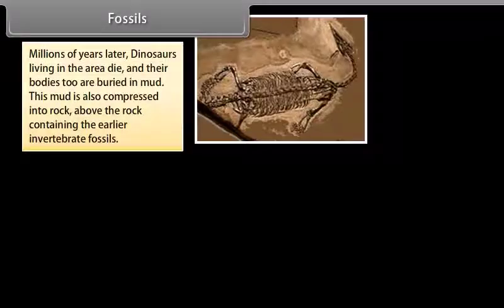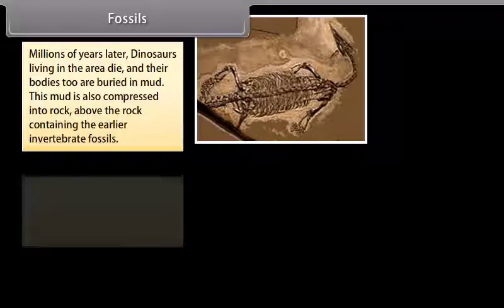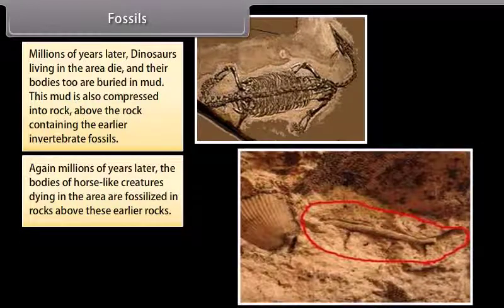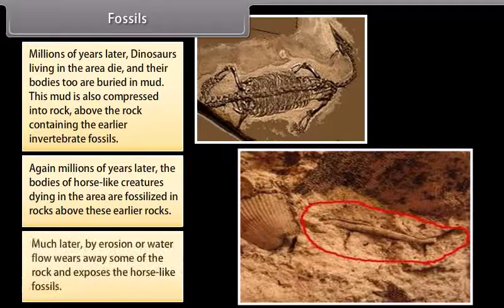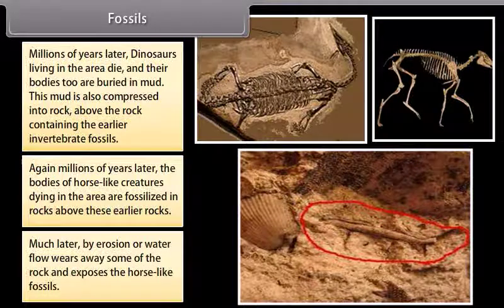Millions of years later, dinosaurs living in the area die and their bodies too are buried in mud. This mud is also compressed into rock above the rock containing the earlier invertebrate fossils. Again, millions of years later, the bodies of horse-like creatures dying in the area are fossilized in rocks above these earlier rocks. Much later, erosion or water flow wears away some of the rock and exposes the horse-like fossils.